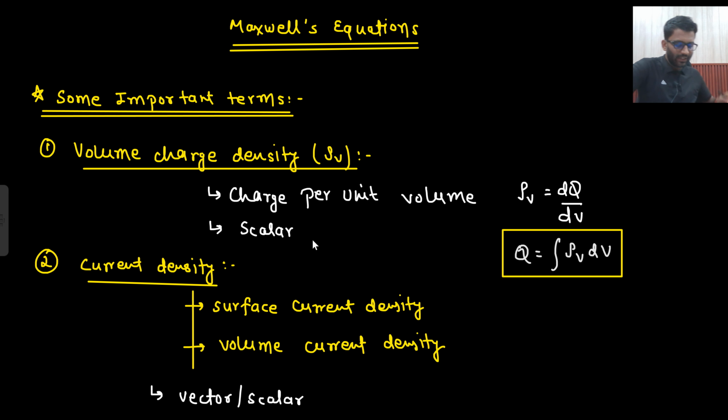It is of no use, no one will ask you this. You just need to know that Q equals integration of rho v dv. This is the basic thing that you need to know. We have also solved a numerical based on this, right?